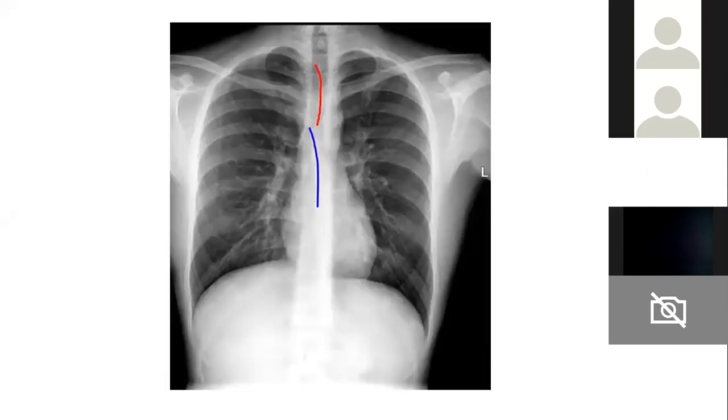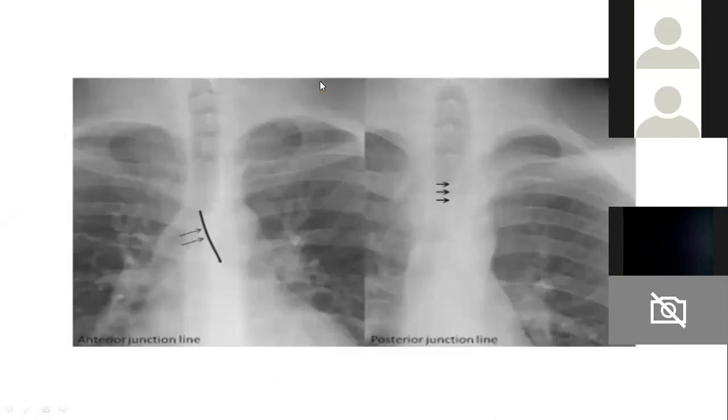So this is for the lines. Again, the relationship between them: the lower one is the anterior junctional line, the superior one is the posterior junctional line. This is how they appear. Anterior junctional line, posterior junctional line again.